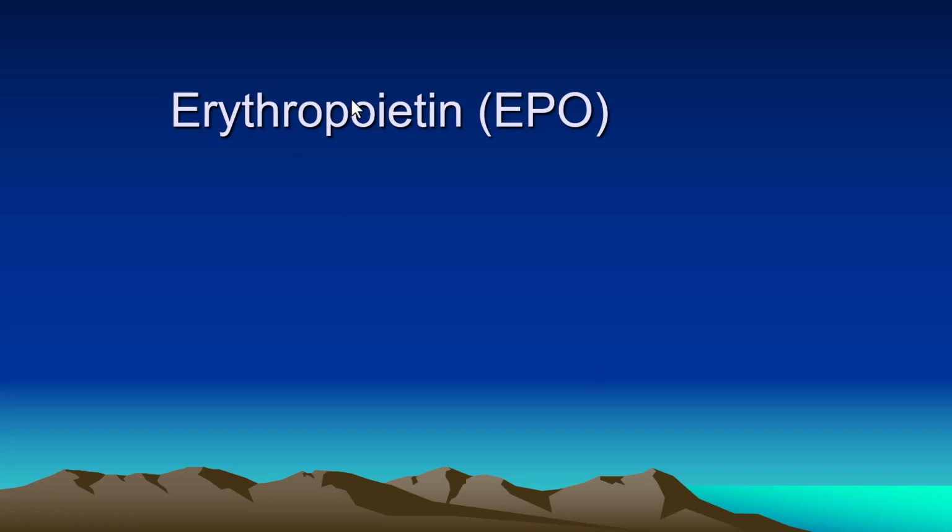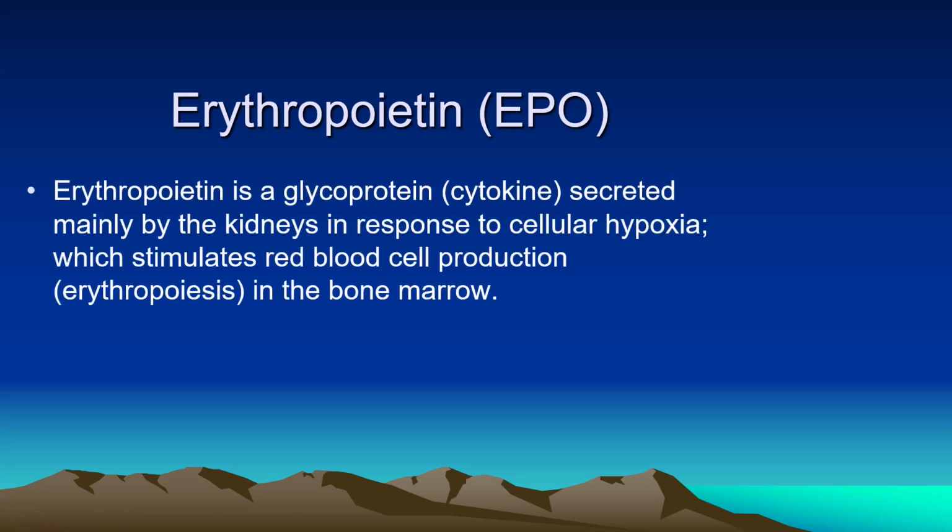Today we will discuss erythropoietin, and in short it is also written as EPO. It is also called EPO. Erythropoietin is a glycoprotein, a cytokine, secreted mainly by the kidney in response to cellular hypoxia, which stimulates red blood cell production, erythropoiesis, in the bone marrow.